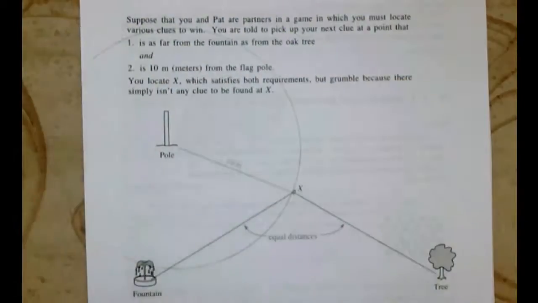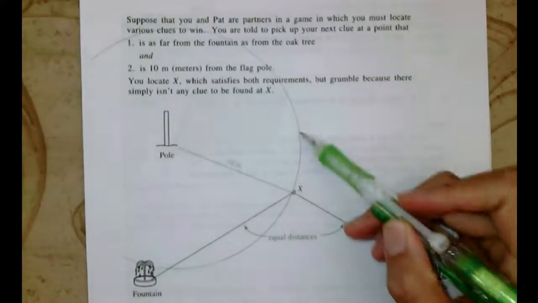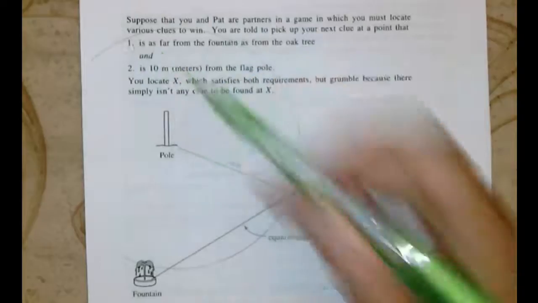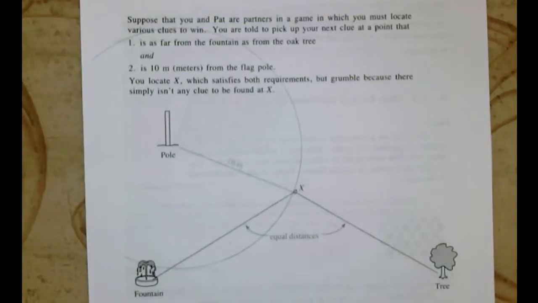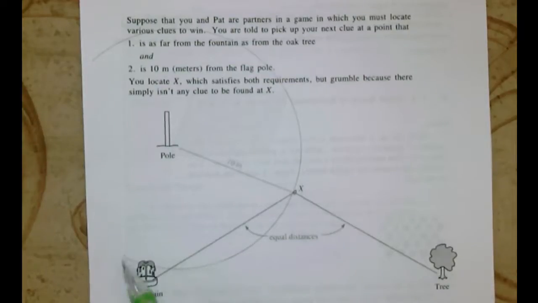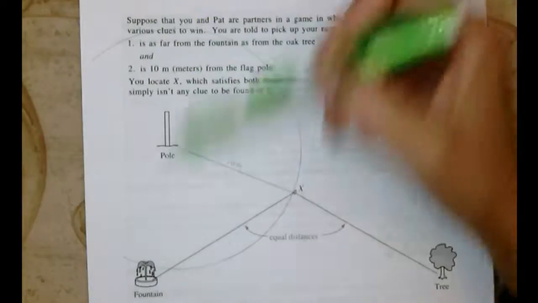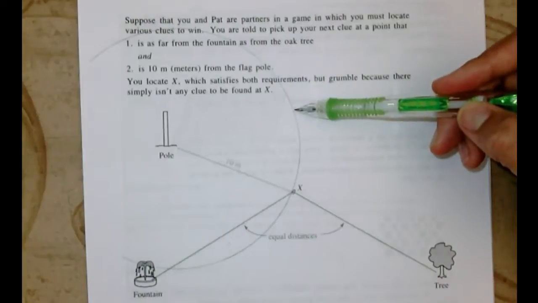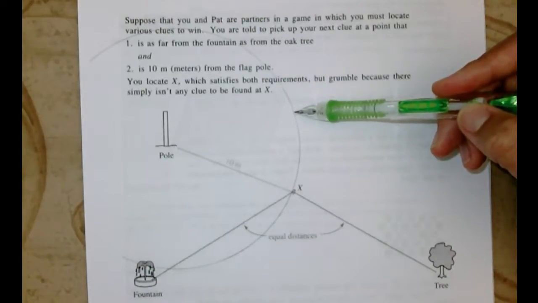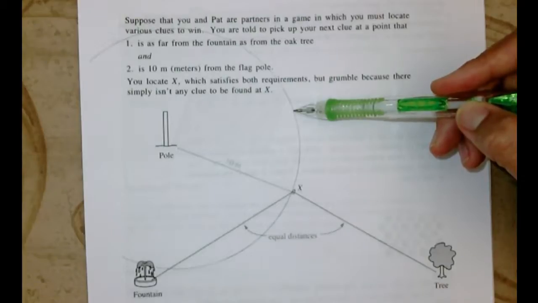All right, so you know that any point on this circle is 10 meters from the flagpole, right? Is there any other point on this circle where the distance from the fountain and the tree are the same? Think about it. Is it equal distance here? No. Here? No. Here? No, this is closer, that's 4. What about somewhere around here? Does that look like equal distance?